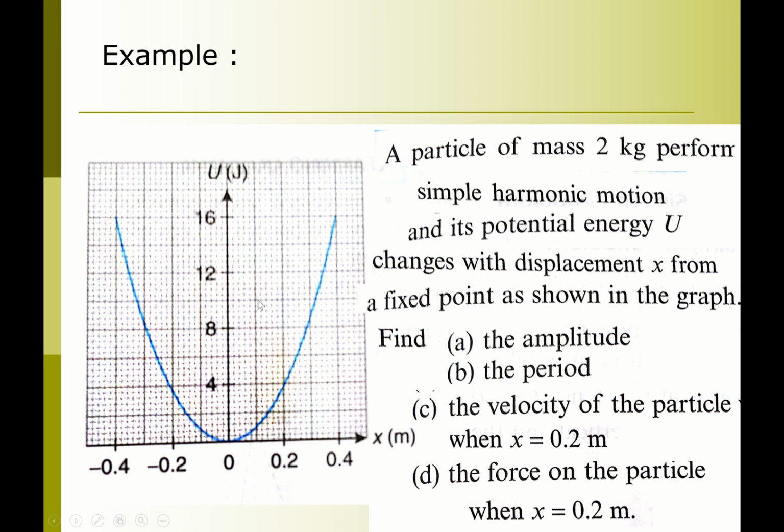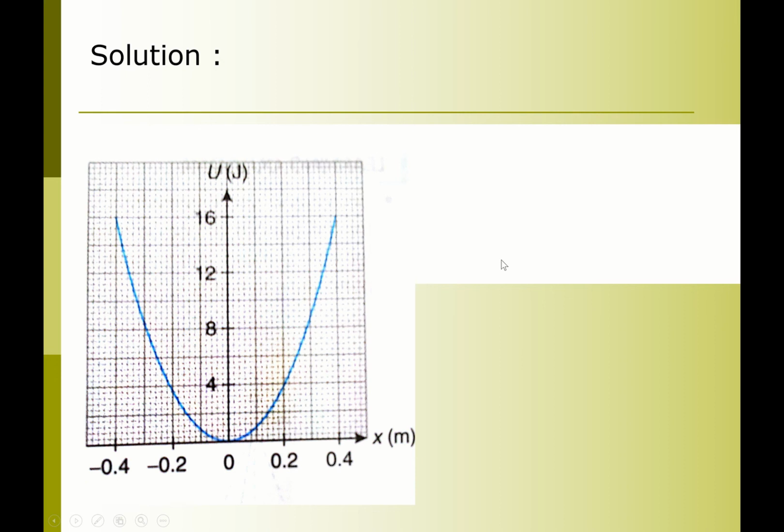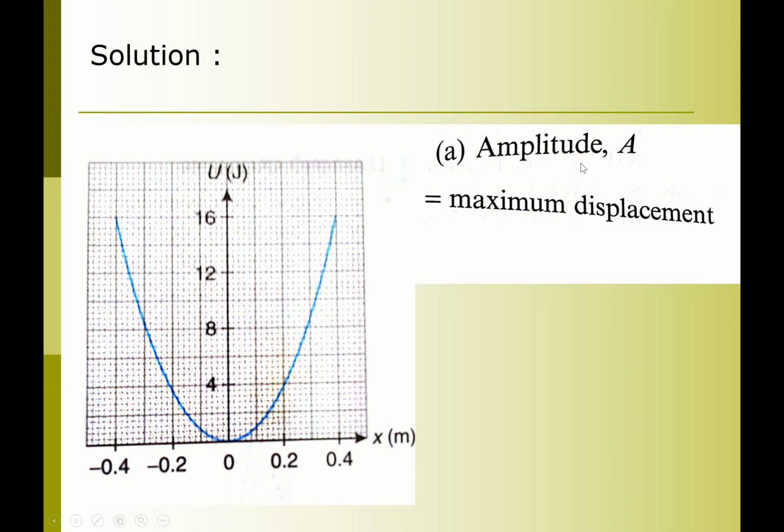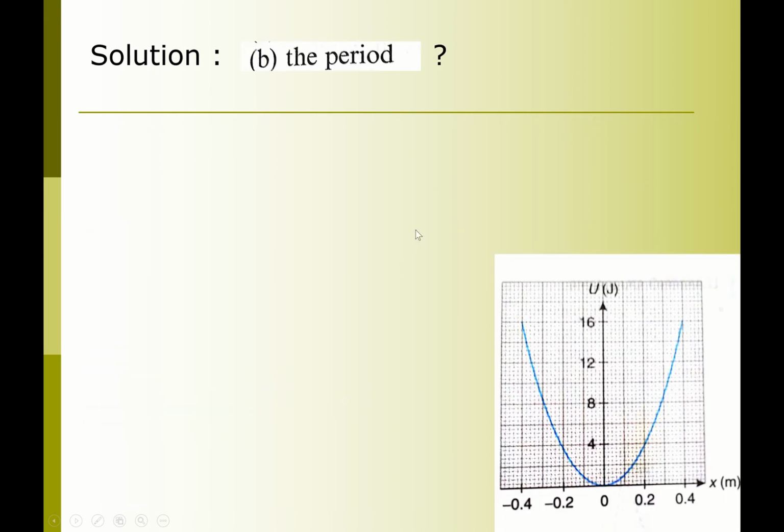So the graph is given here. To find the amplitude, you read from the x-axis of the graph, which represents the x value. The maximum here is given by 0.4. So for the amplitude x naught, or we can use A to represent amplitude, the maximum displacement will be 0.4 meter. Okay, and then the next question is for the period.